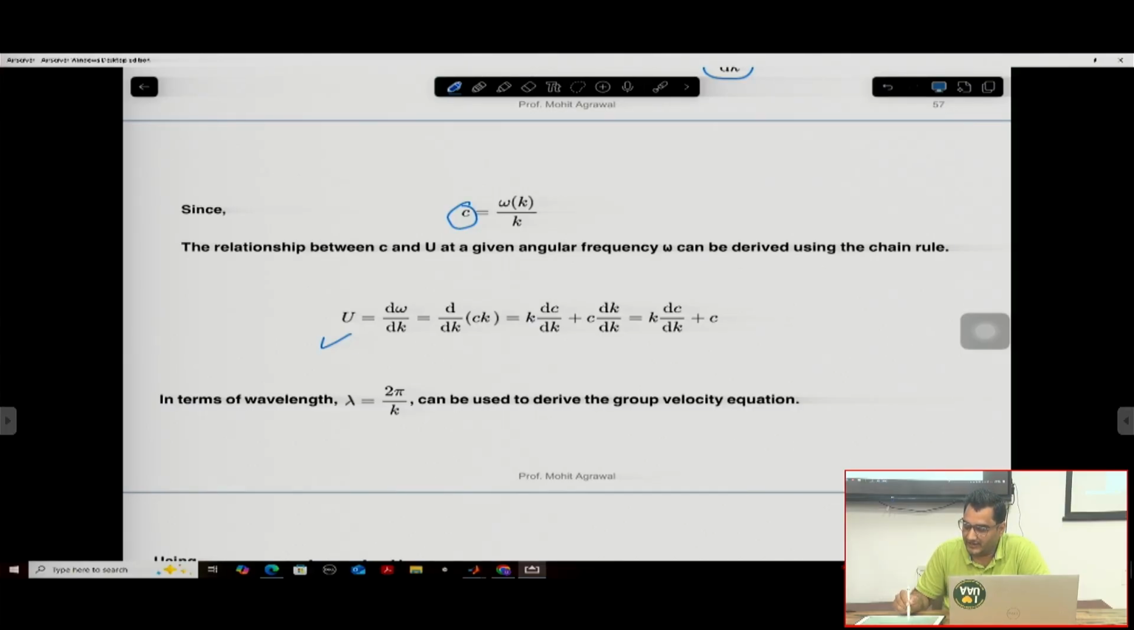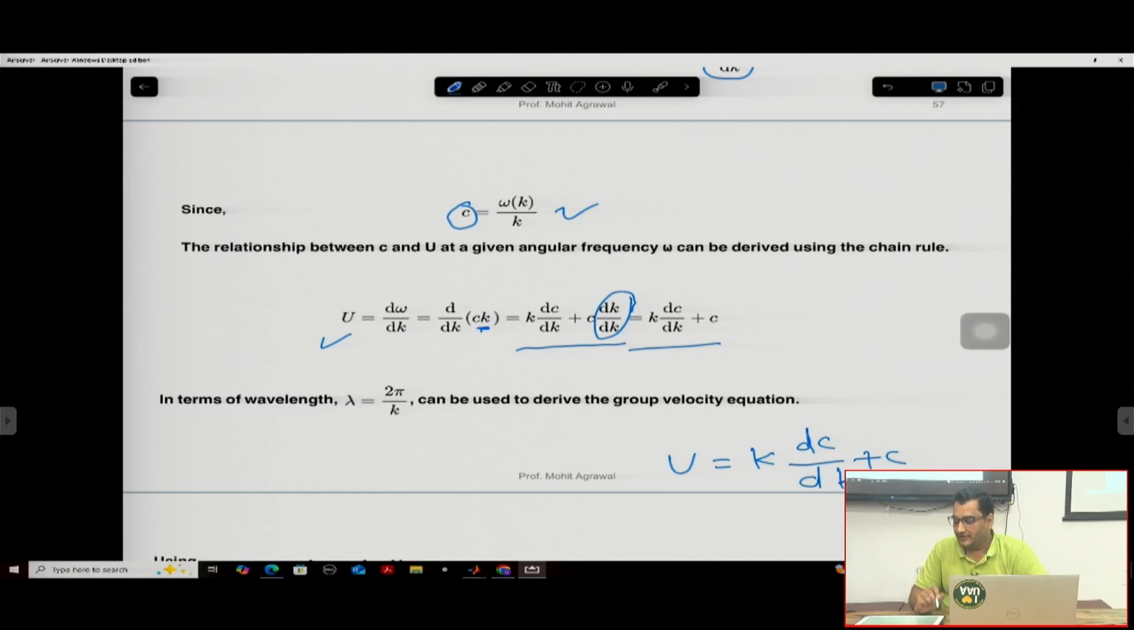And you know that omega is equal to ck. So when you incorporate that into this formula and use the chain rule to differentiate ck with respect to k, it becomes k dc by dk plus c dk by dk, and dk by dk is equal to 1. So you will get k dc by dk plus c. That is the expression you have. So u is basically k dc by dk plus c.